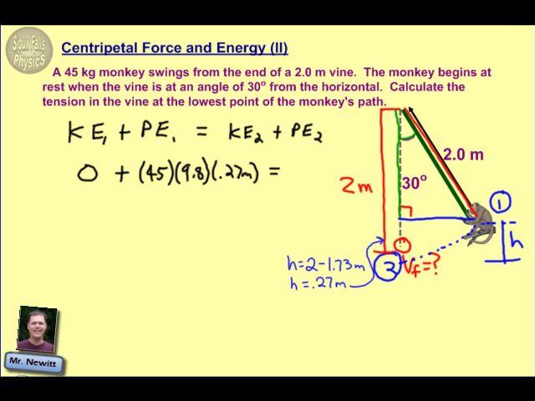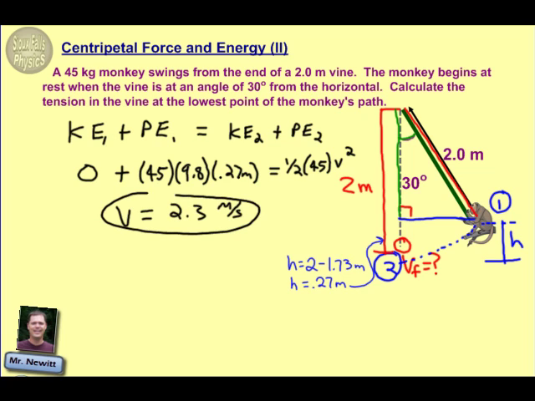Now that is equal to the kinetic energy plus the potential energy that the monkey has at the end, or at its lowest point, okay? Well, there's no potential energy at that point, it's only kinetic, and so that is going to be equal to 1/2 times the monkey's mass of 45 times the velocity that the monkey has squared, all right? And so now we have essentially a problem that we can solve for the velocity, and working that out, we will get that the monkey's velocity at that point is 2.3 meters per second.